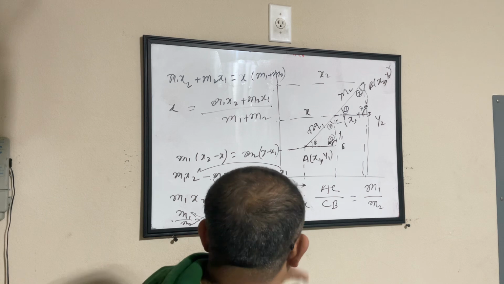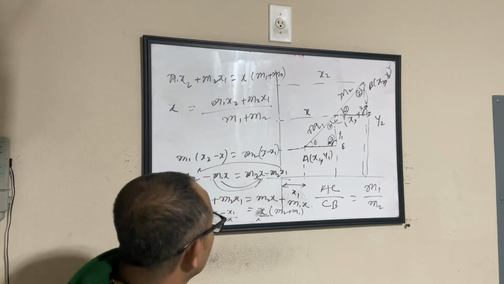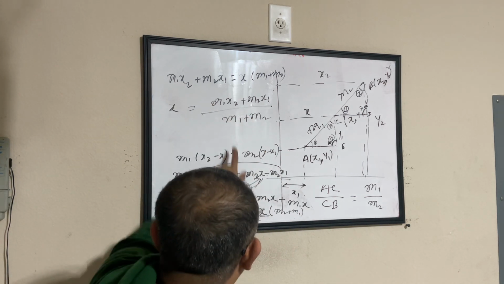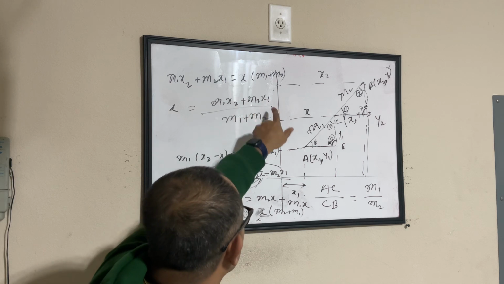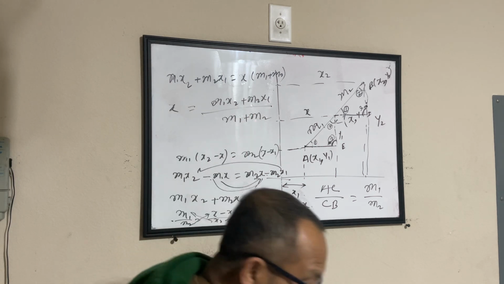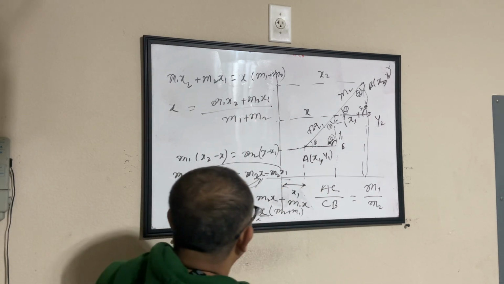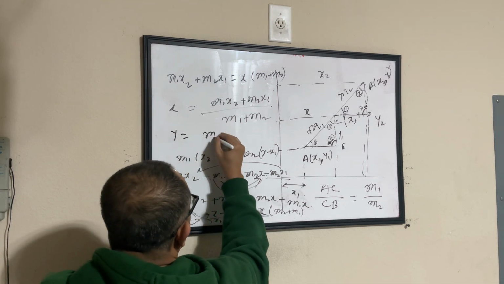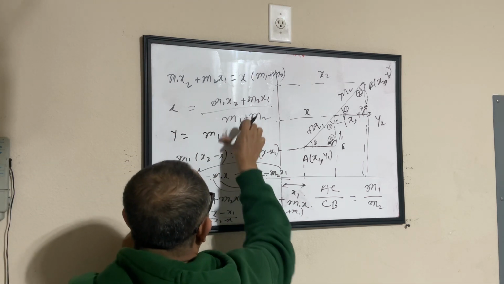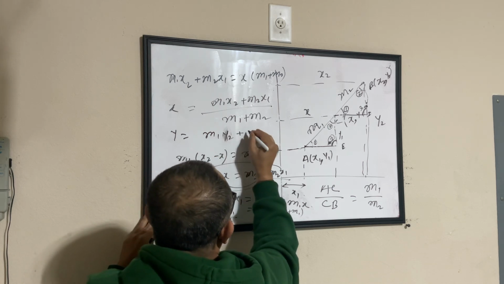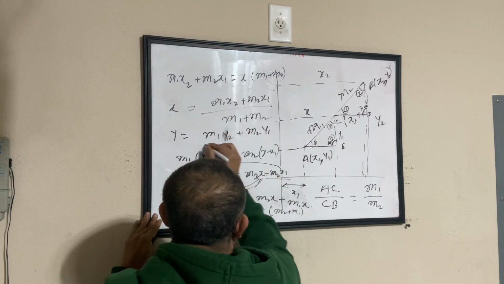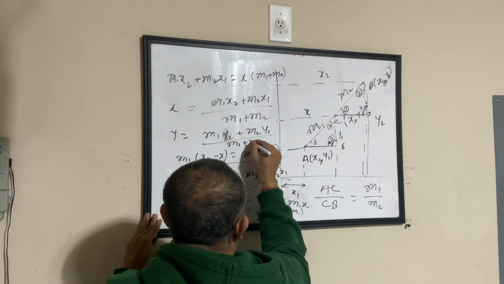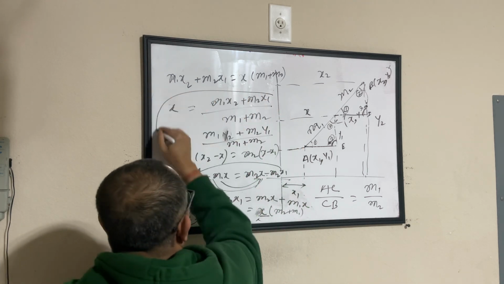So here, from this one, what we found was the value of x became m1 x2 plus m2 x1 by m1 plus m2. Similarly, if you calculate for y also, the same thing you will get. Y will be equal to m1 y2 plus m2 y1 by m1 plus m2. These two are called your section formula.